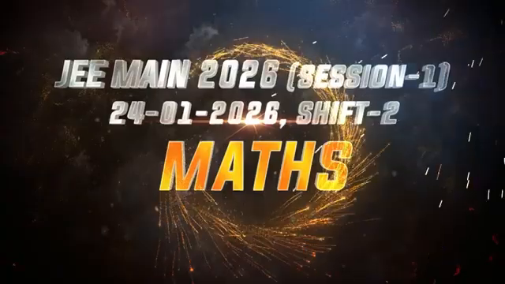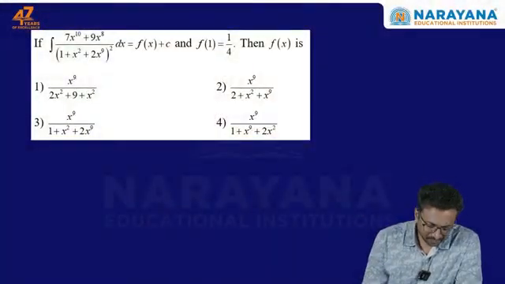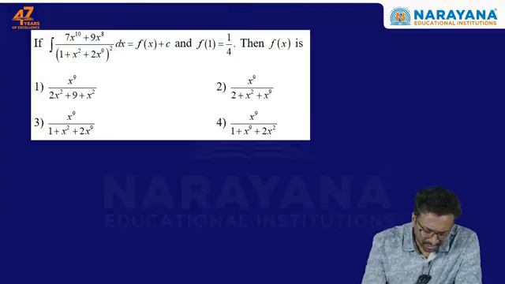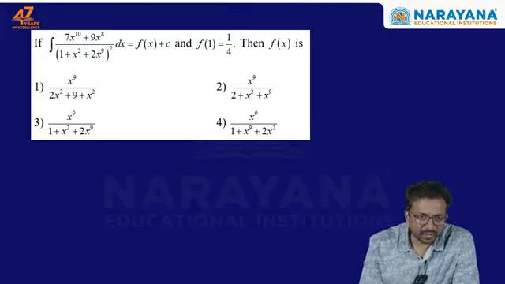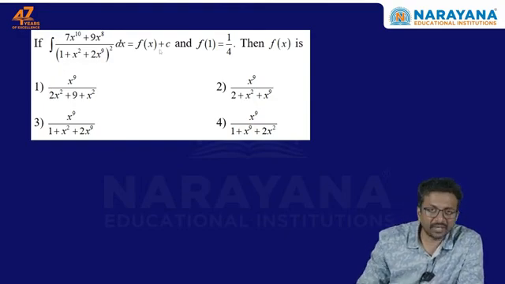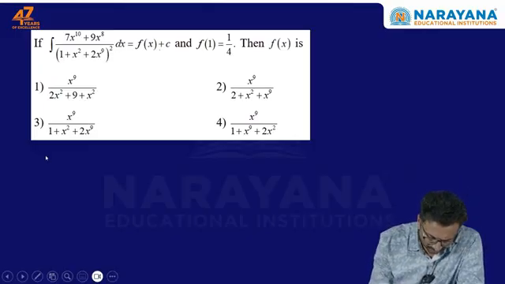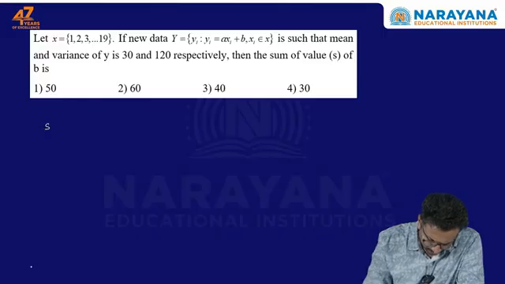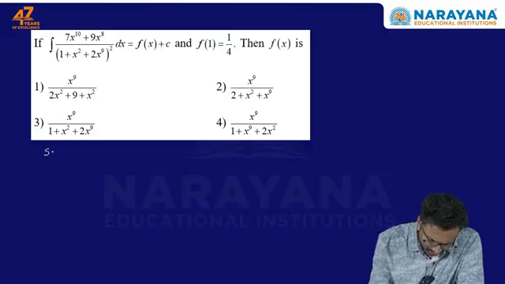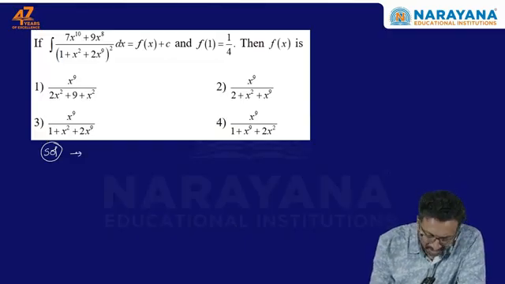Let's see some other questions from mathematics. So welcome back. Let us look at this question. The integration of (7x^10 + 9x^8) by (1 + x^2 + 2x^9) whole square, dx, is equal to f of x plus c. f of 1 is 1 by 4. Then f of x is equal to what? From the look of the question, this question is from the model pumping in, pumping out.